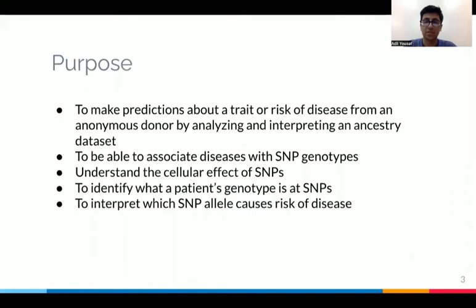So the goal of this project was to use an ancestry dataset to determine traits about an anonymous donor or their risk of developing a certain disease. In this case, we picked psoriasis. Some other goals of the project were to understand SNPs and how they can be associated with diseases.